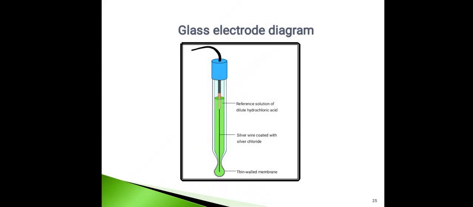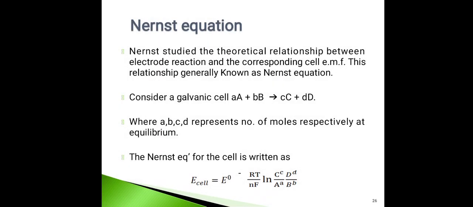Now you can see the schematic diagram of the glass electrode. There is a very important thin walled membrane present at the bottom of this glass electrode, which is called the glass bulb. On the top we have a silver wire coated with silver chloride. Inside there is a green colored solution, a very important type of solution, dilute hydrochloric acid with 0.1 N concentration.